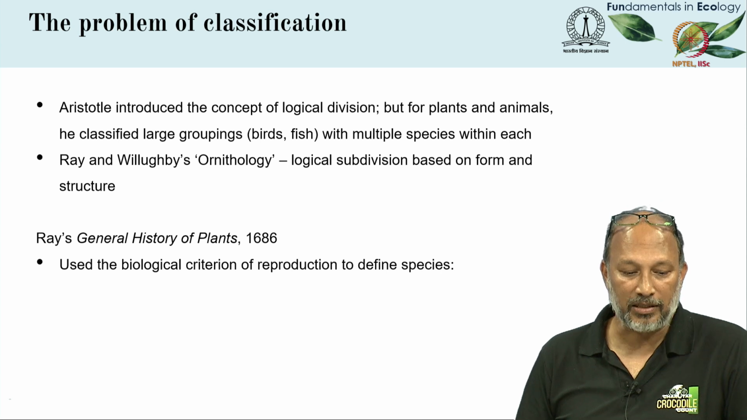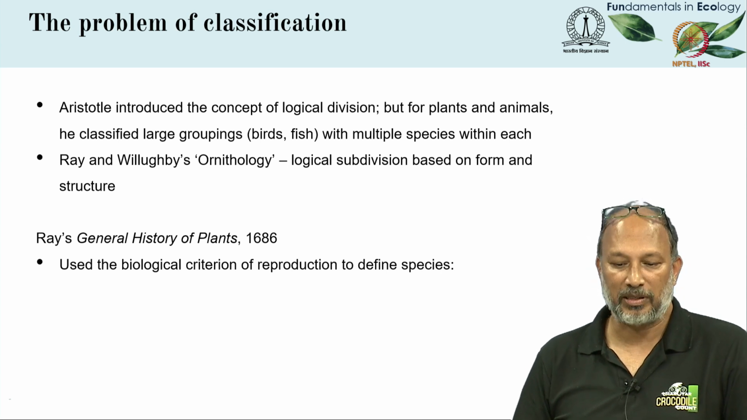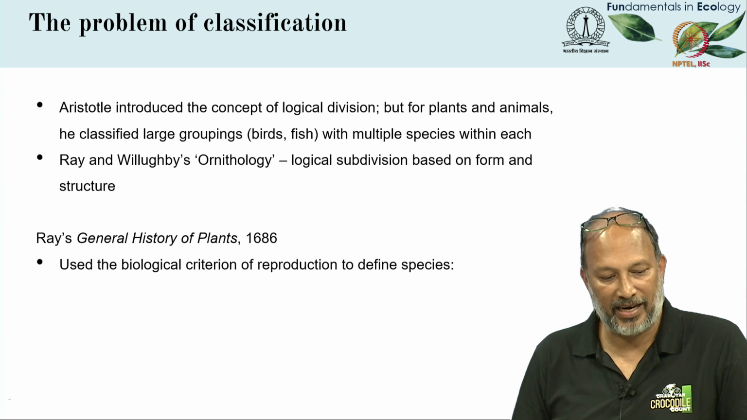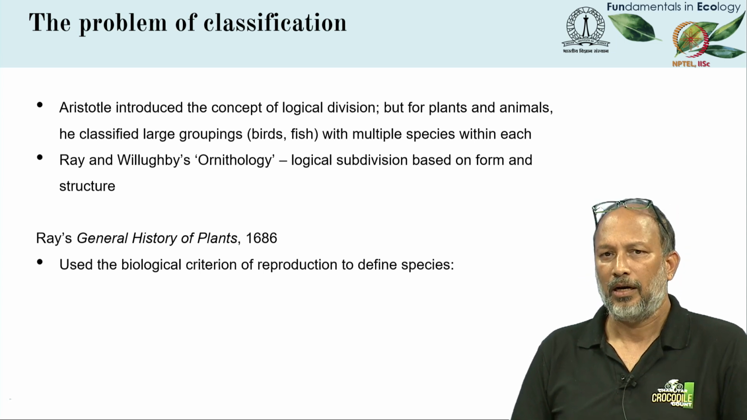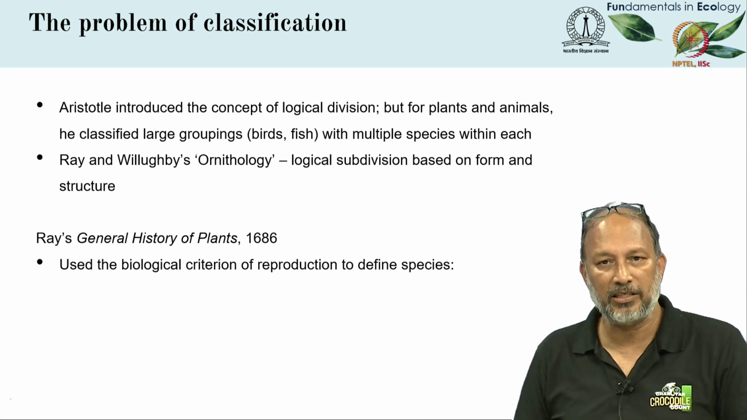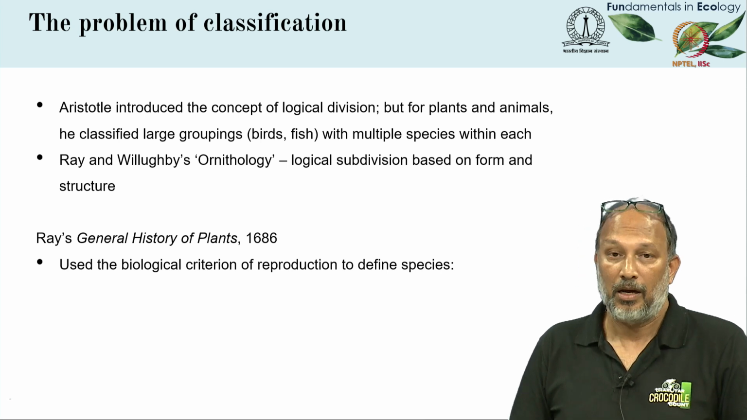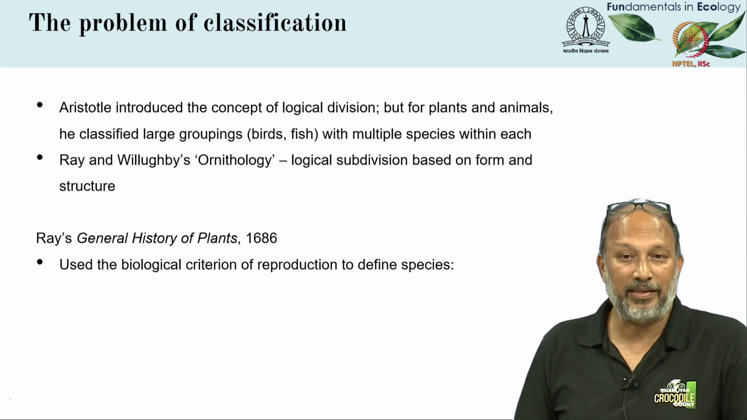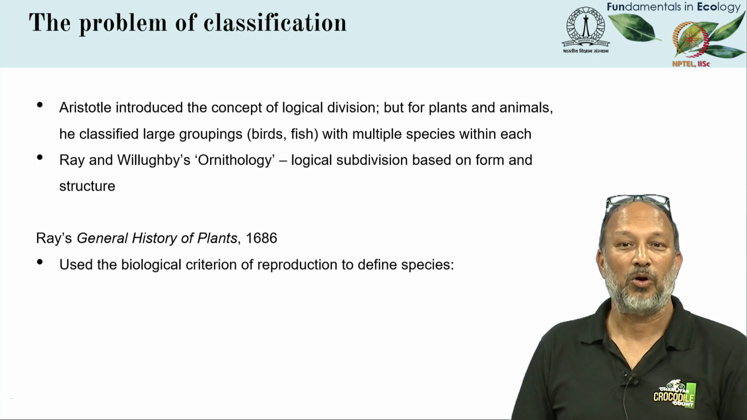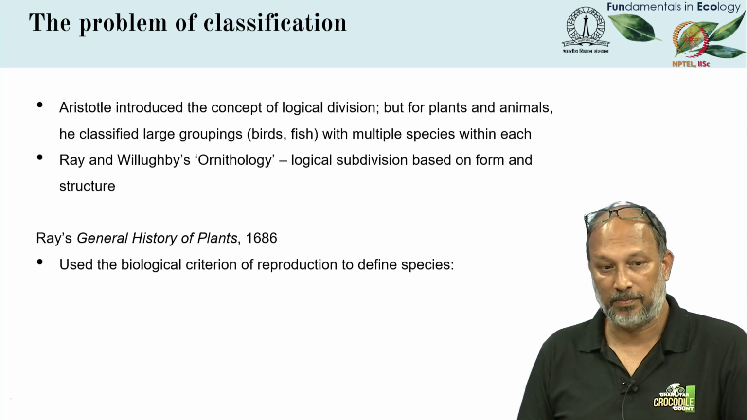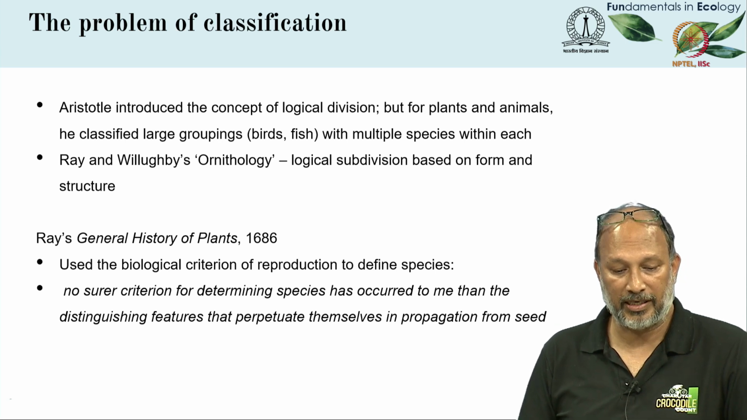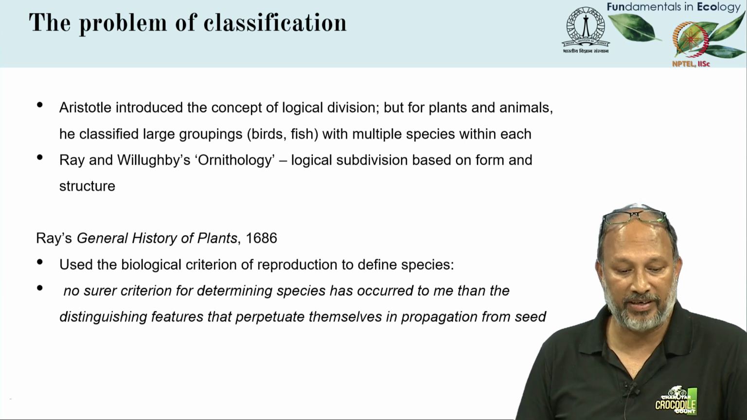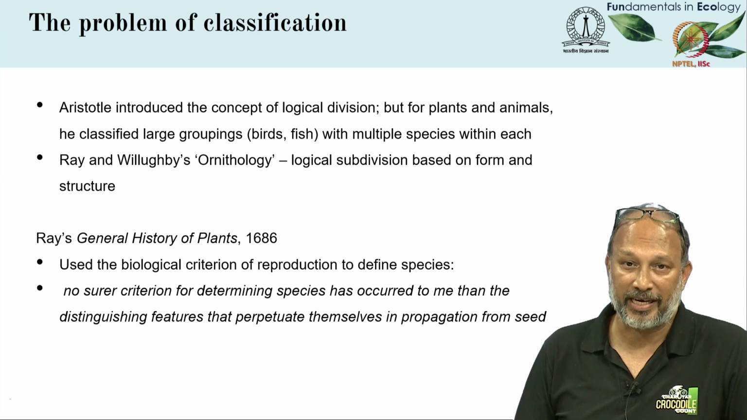In his History of Plants, he said that one of the most important criteria for classifying these was the biological criterion of reproduction. So at a very, very early stage, we will come in the lecture to Ernst Mayr's idea of the biological species. The inherent idea of reproduction and gene flow was first proposed by Ray in the 1600s. His exact words: no surer criterion for determining species has occurred to me than the distinguishing features that perpetuate themselves in propagation from seed.